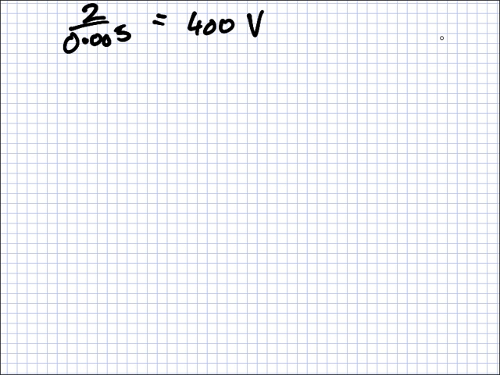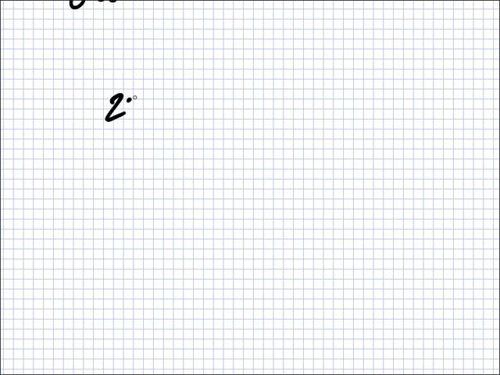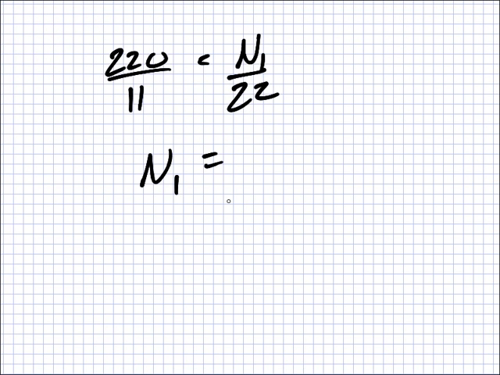Okay. A mobile phone requires 11 volts. The mains provides 220. The number of turns in the secondary is 22. How many turns are on the primary? So V1 over V2 equals N1 over N2. Do you have an answer for this? 440? Yeah.